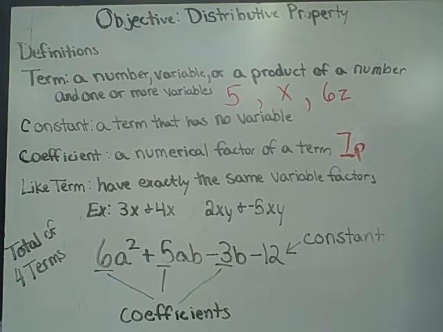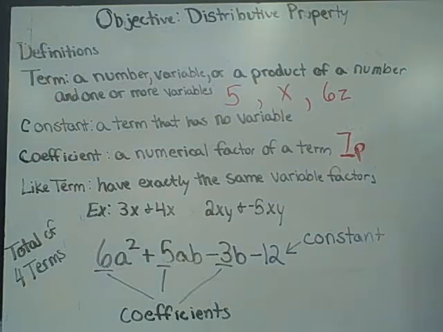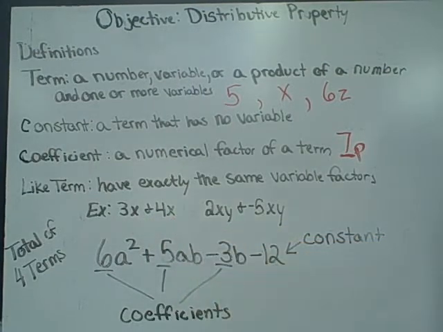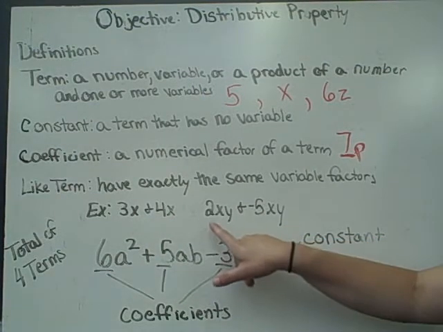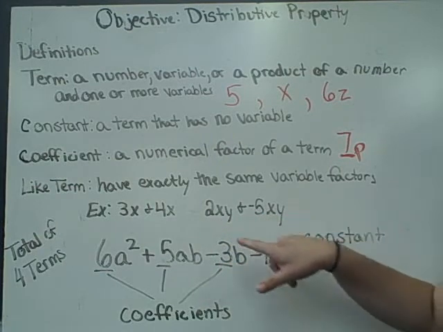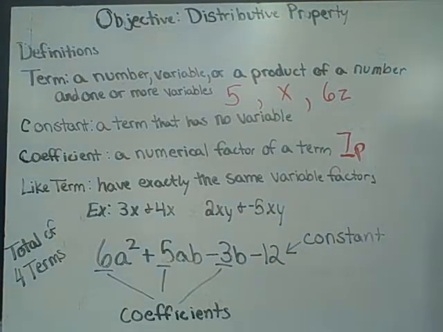Like terms have exactly the same variable factors. For example, if I have 3x and 4x, when I put them together, I would have 7x because they have the same variable. They both have x, okay? Same thing over here. If you have 2xy and a negative 5xy, okay? They are both xy, so those are like terms.